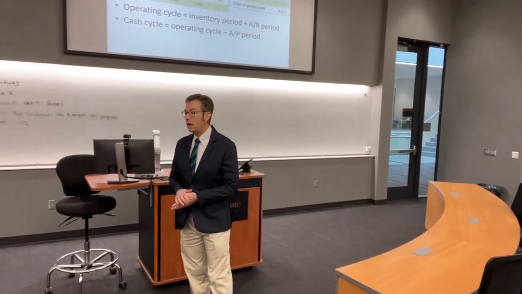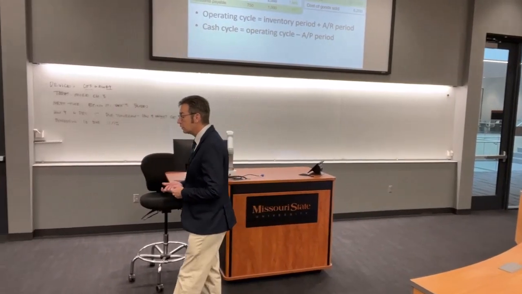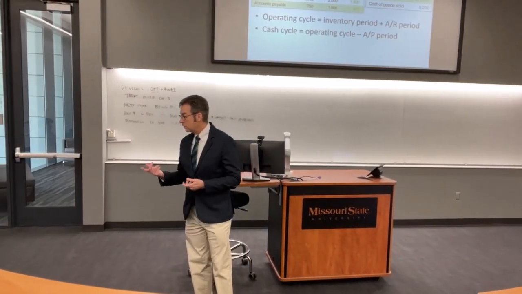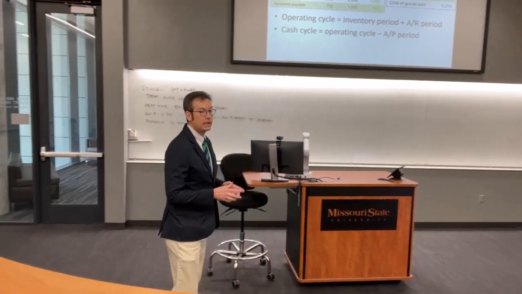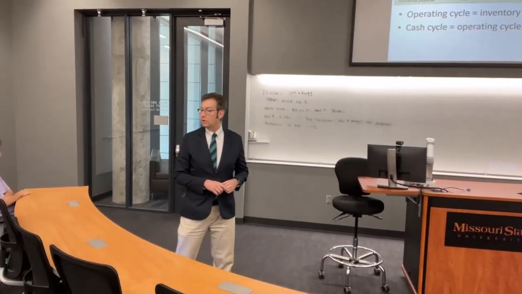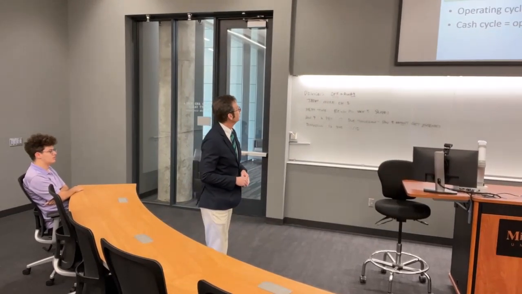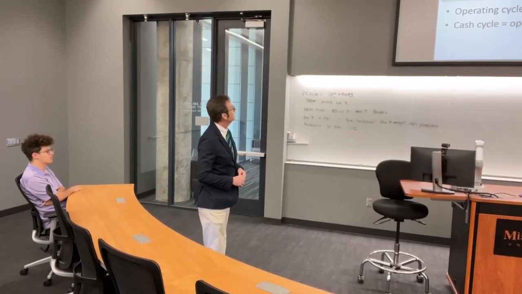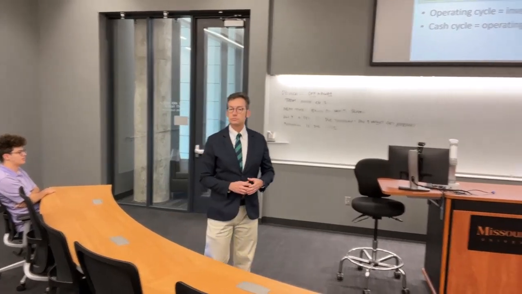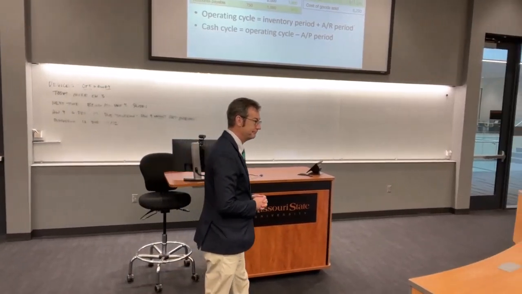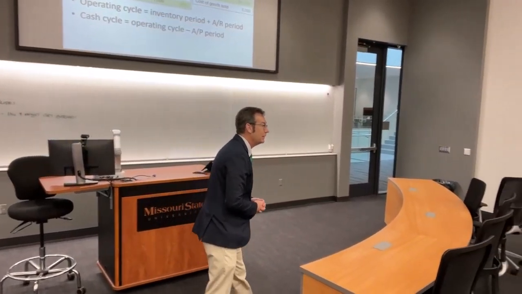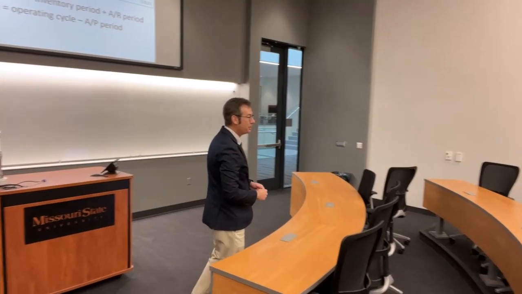So we talked about the operating cycle being the inventory period plus the accounts receivable period. If I were going to figure out the inventory period, what two pieces of information would I need from these financial statements? Beginning and ending inventory, maybe? Inventory, very good. She got the easy one.